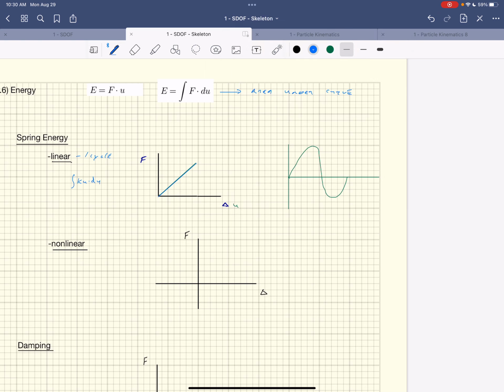And the same thing happens on the other side. It goes out, then there's an area right here. But then when it comes back, it's acting opposite, and then we lose it again, okay? And so the point is, no energy is dissipated with a linear spring. You put energy into the spring, and the spring gives it back to you. That's exactly what happens. Just hands it right back to you.